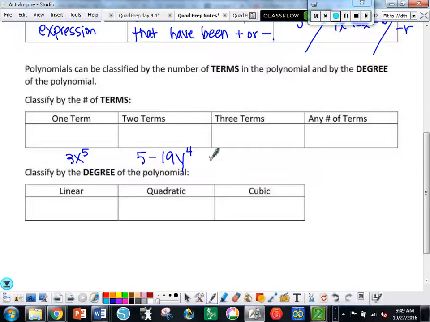A three-term polynomial would look something like negative x to the 4th minus 2x squared minus 1. So there's three terms. This is my first term, second term, third term. And there could be 5 bazillion terms. That would be a 4-term polynomial.